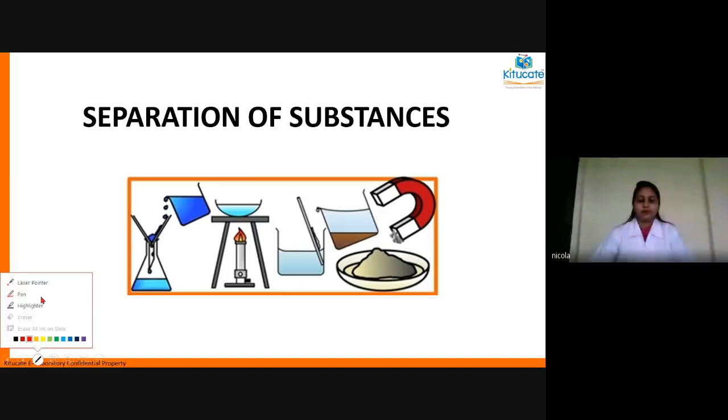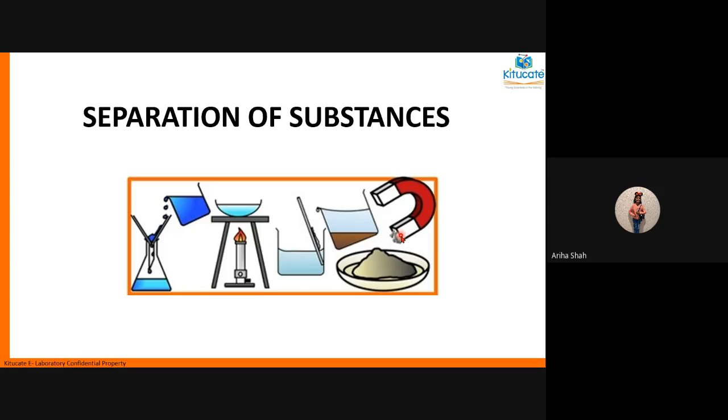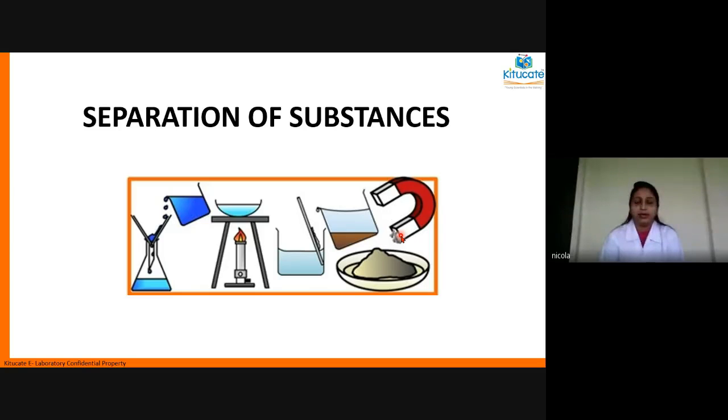All right. So in the last class, we discussed separating solid mixtures. We had learned how to separate solid mixtures. What were the processes that we learned about? Hand picking, sieving, winnowing, threshing. So hand picking, threshing, winnowing, and sieving. These are the four processes that we learned for separating solid mixtures.